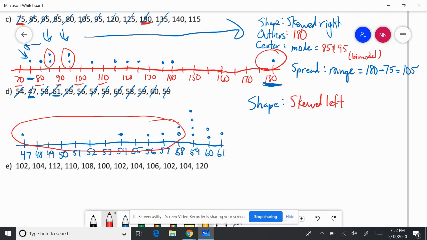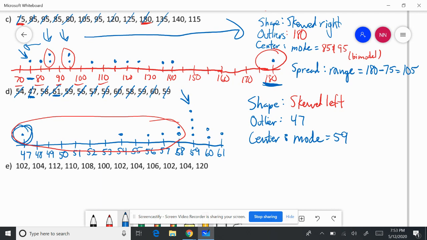Next thing that we're going to do is look at our center. We only have one peak, or the mode. And a lot of you probably noticed that I skipped one. So let's go back to the outlier. Does anybody see the outlier? Hopefully you see the 47. And back to the center, we're talking about the mode or the peak, and we see that it's 59.